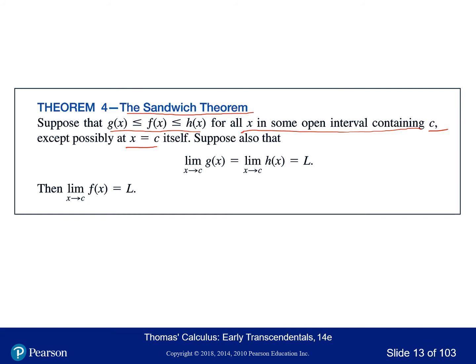Then we can suppose that the limit of g of x as x goes to c is equal to the limit of h of x as x goes to c, and both of them equal, their limit is equal to L. If their limit is equal to L, then we can conclude that since they are sandwiching f of x, the limit of f of x is also equal to L.